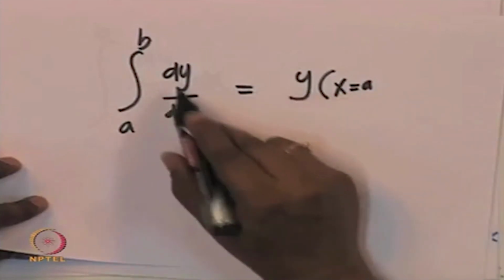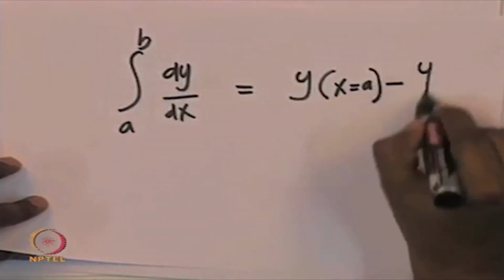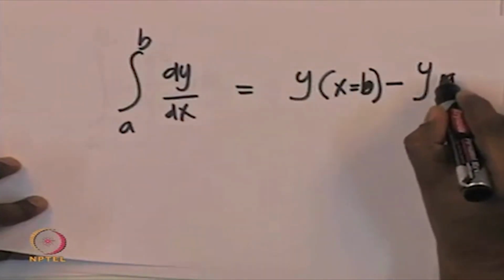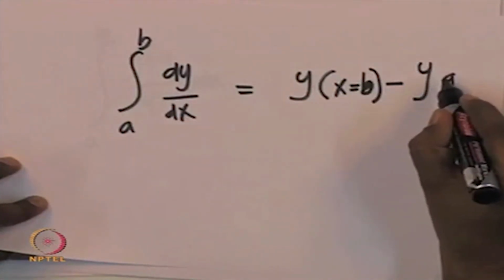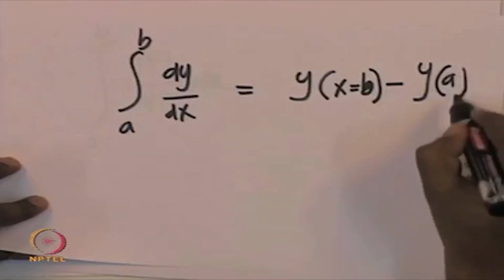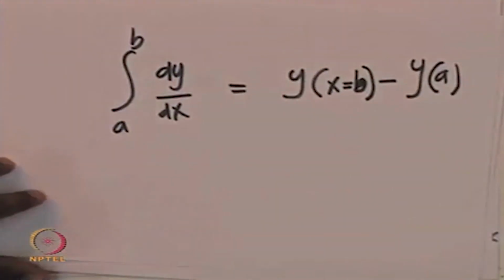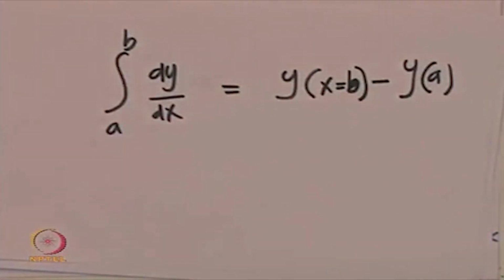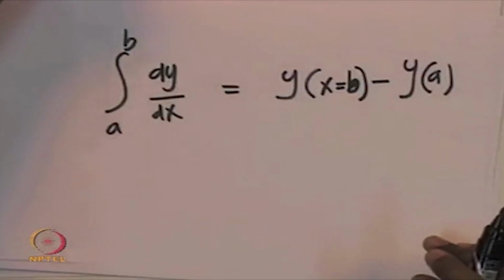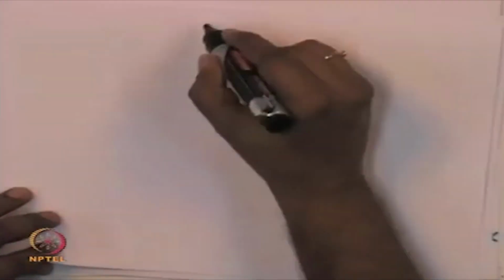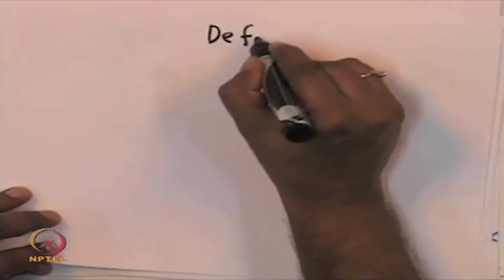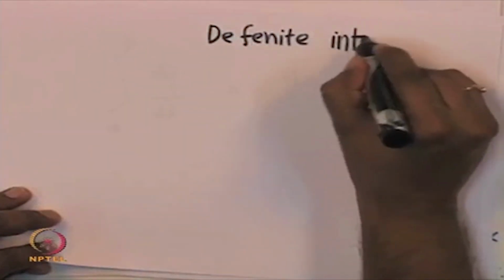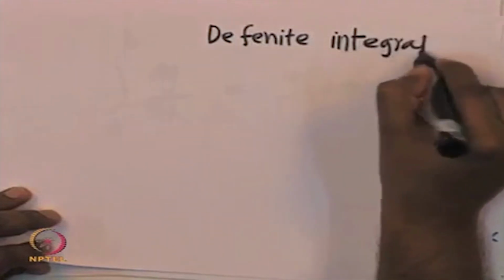So, you calculate y at x equal to b and then subtract y at x equal to a. So, this will give you the answer. This is the rule which you want to learn now: the rule of definite integration. The technique of calculating a definite integral is the following.